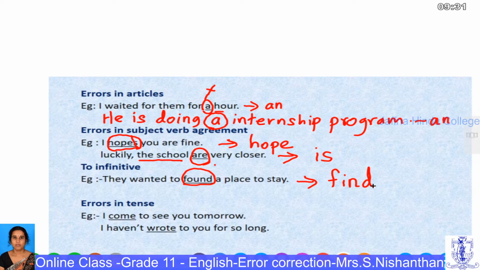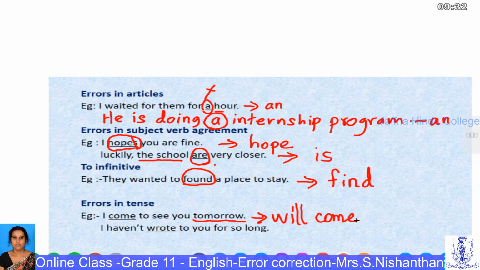And then there may be errors in tense. Before doing the question, you have to go through the paragraph to see which tense it must go in. If it says an event that happened in the past, the paragraph should go in past. If it says a current event, the paragraph should be in simple present. If it says an ongoing action, it should be in present continuous. So, errors in tense: "I come to see you tomorrow."